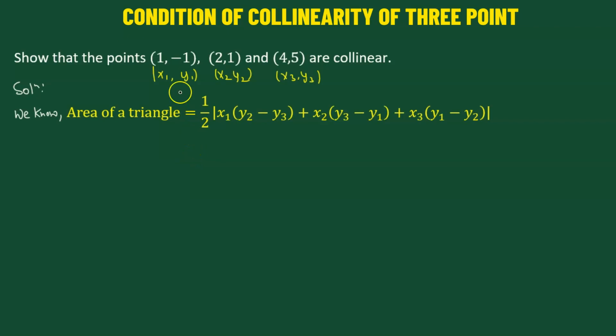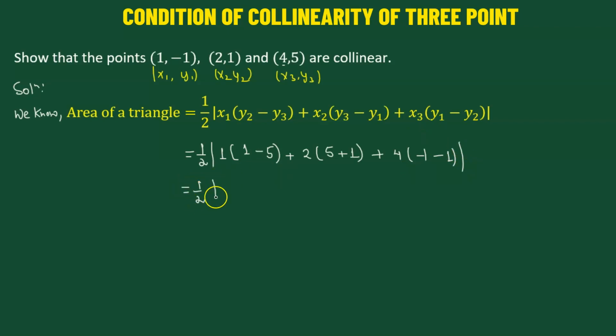So let's perform the calculation. Here we have half multiplied by the absolute value of x1, which corresponds to 1, multiplied by y2 minus y3. So y2 is 1 minus y3, which corresponds to 5. Added to it is x2, which corresponds to 2, multiplied by y3 minus y1. So y3 is 5 minus y1, which is -1, so negative of -1 will make it positive. Plus x3, which corresponds to 4, times y1 minus y2, so y1 is -1 minus y2, so that's -1 - 1.